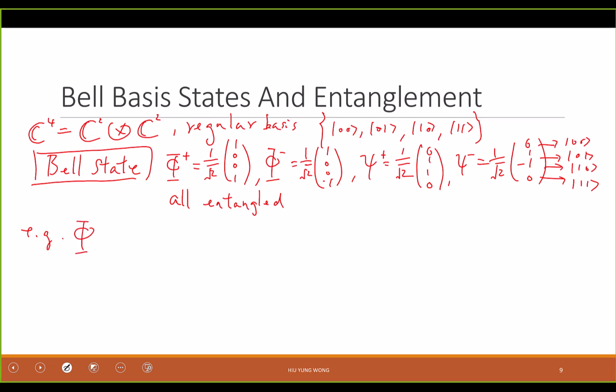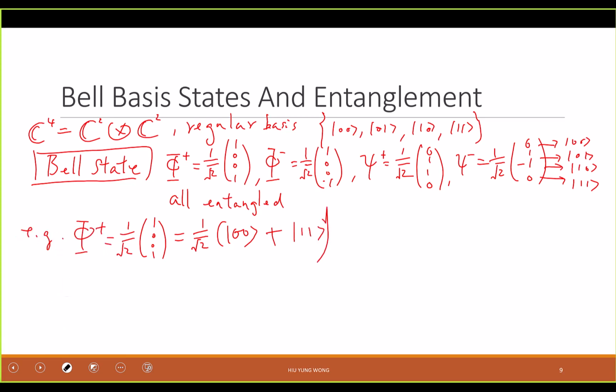For psi plus, which is 1 over square root 2, 1, 0, 0, 1. Now I'm going to write it in the bracket notation, in a linear combination of the regular bases. How do I write it? 0, 0, then 1, 1. How about 0, 1, and 1, 0? Where are they? They have 0 coefficient, so they disappear.